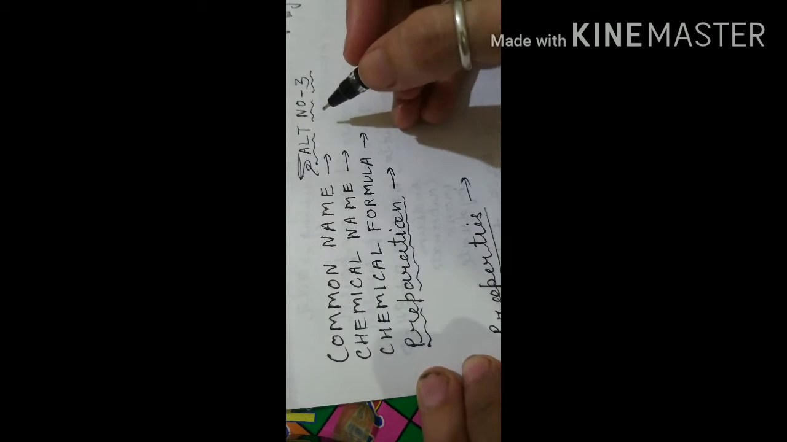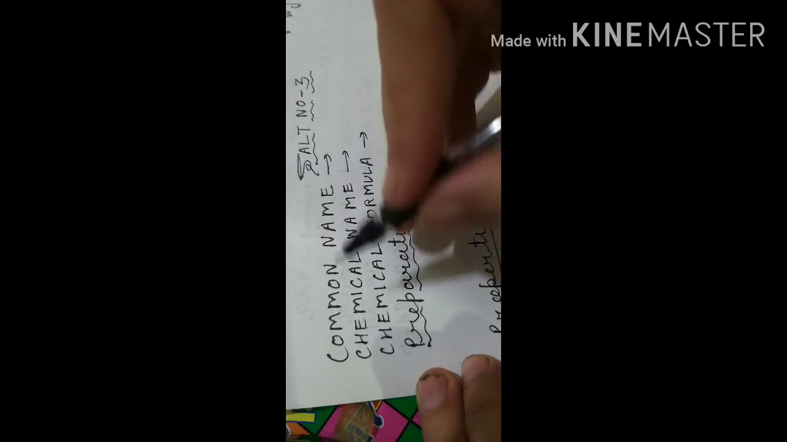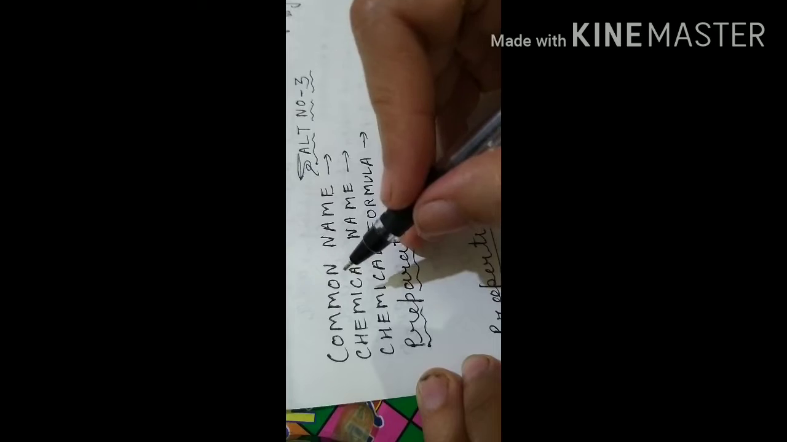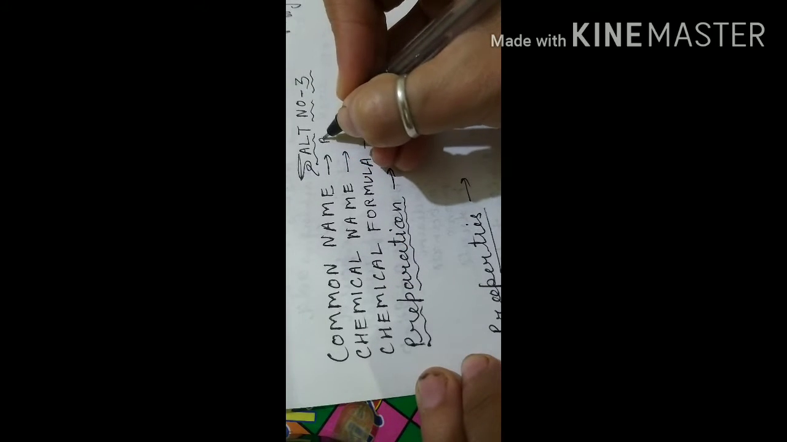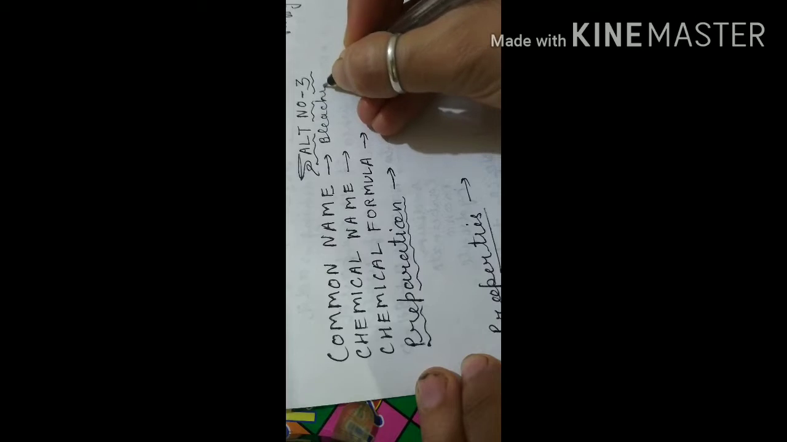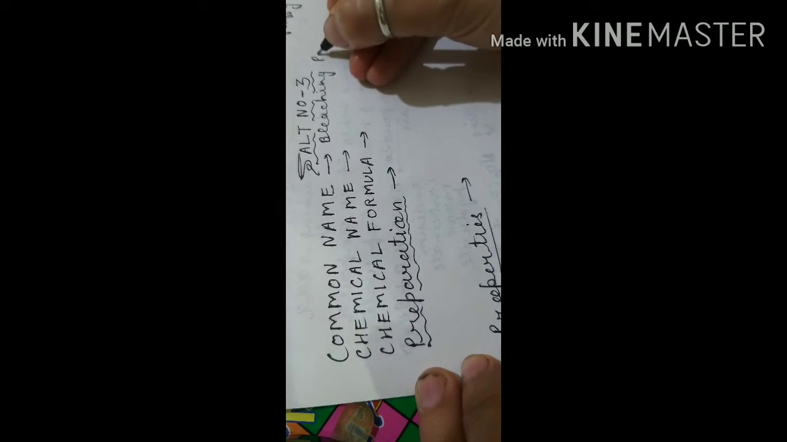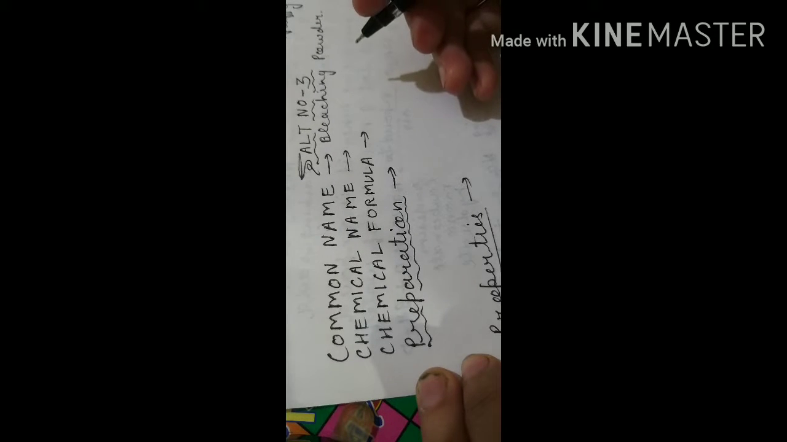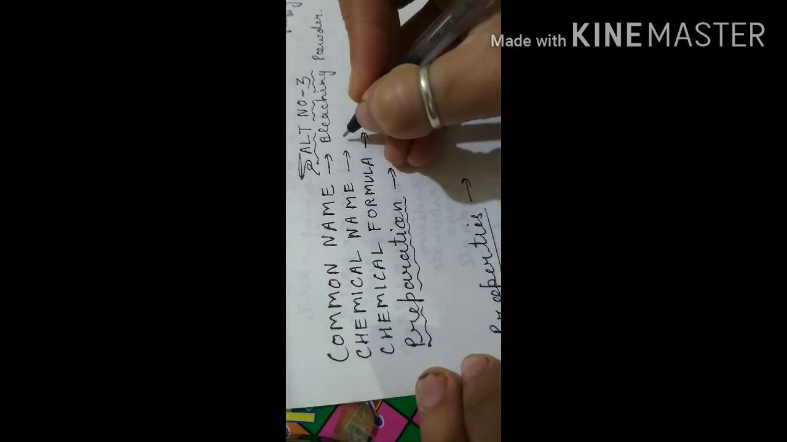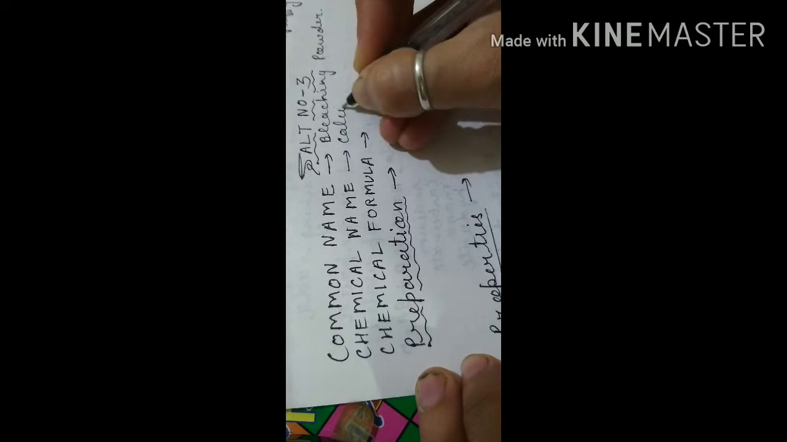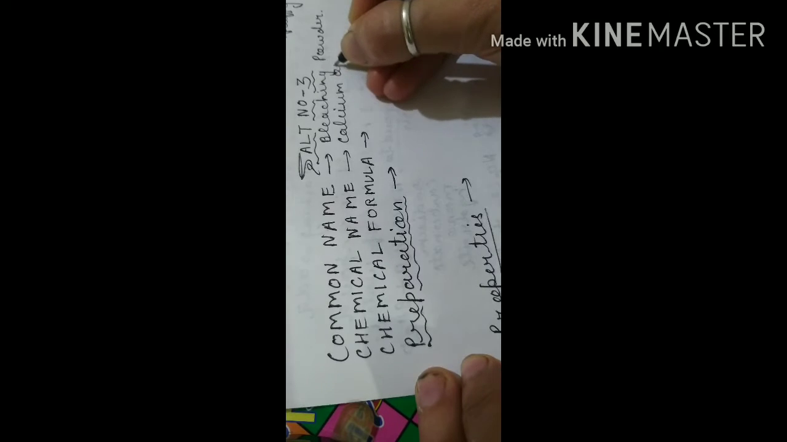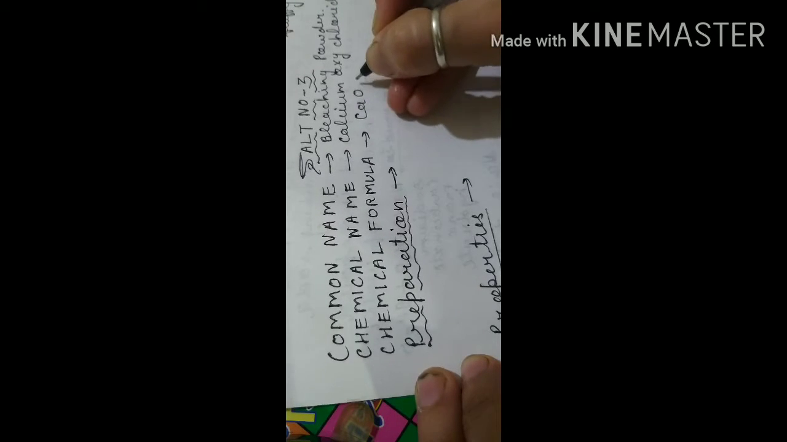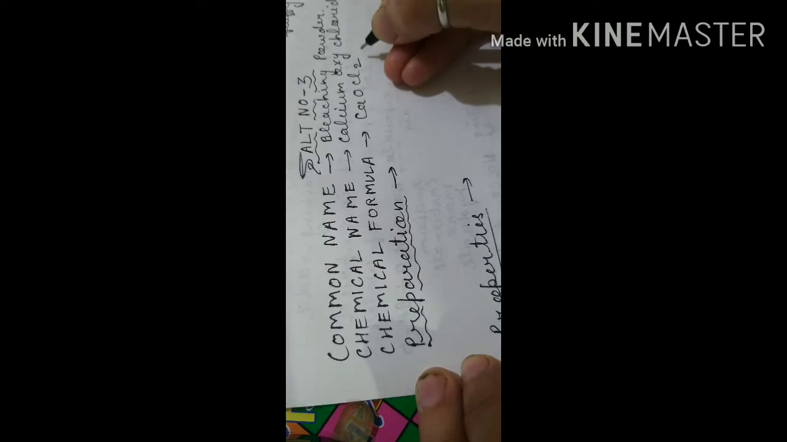In today's session, I am just going to explain salt number 3, and that is the salt which we will start. This is bleaching powder. So here I am writing its common name. As is clear from the name, most probably it is used to bleach color, okay? And its chemical name is calcium oxychloride, and the formula we have to write is CaOCl2, calcium oxychloride, okay?